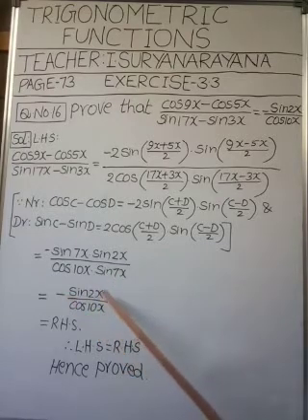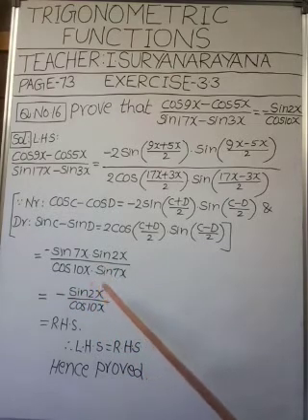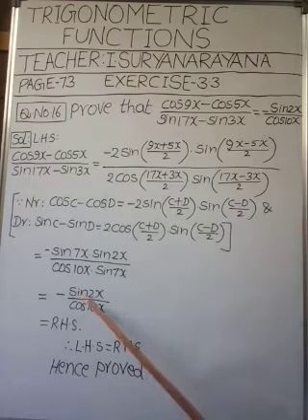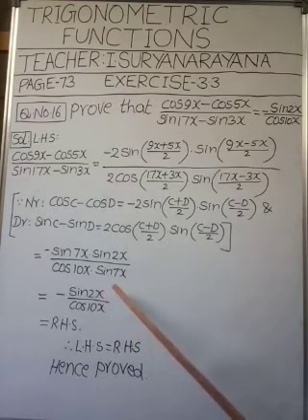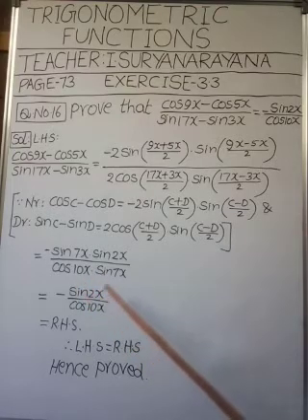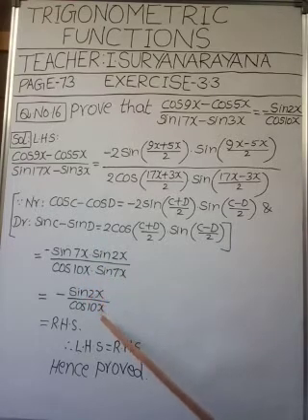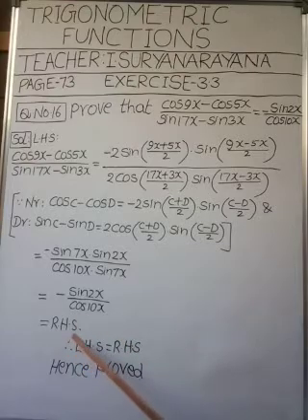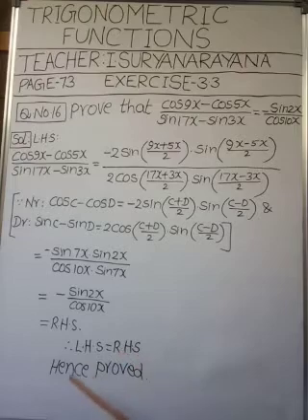This entire part is only one term. These are not factors, like sin into 2 into x. If it is so, then we can cancel. But the entire expression is only one term. So sin 2x by cos 10x, that is nothing but RHS. Therefore, LHS is equal to RHS. Hence, the given statement is proved.